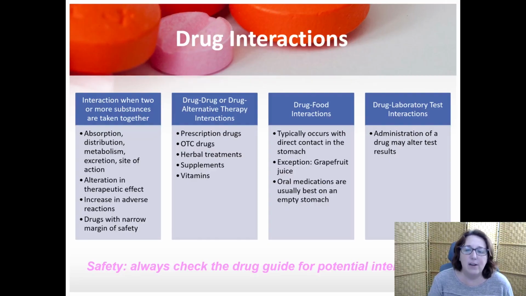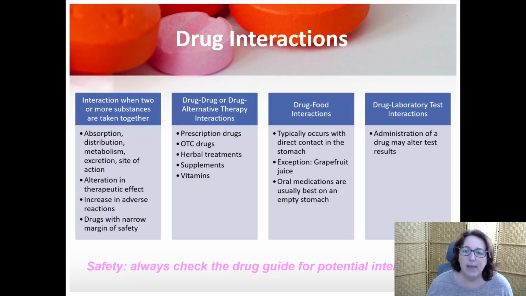So we can see with these interactions an increase or decrease in therapeutic effect, an increase in adverse reactions. Drugs with narrow margins of safety. So this is like therapeutic index. The safety margin is the difference between the dose required to produce the therapeutic effect and the dose that causes harm. So a narrow or small safety margin would be when these two numbers are close together. Interactions are more likely to cause significant issues when there's a narrow margin of safety, and that's because even small changes in pharmacokinetics or pharmacodynamics can alter the amount of drug in the body.